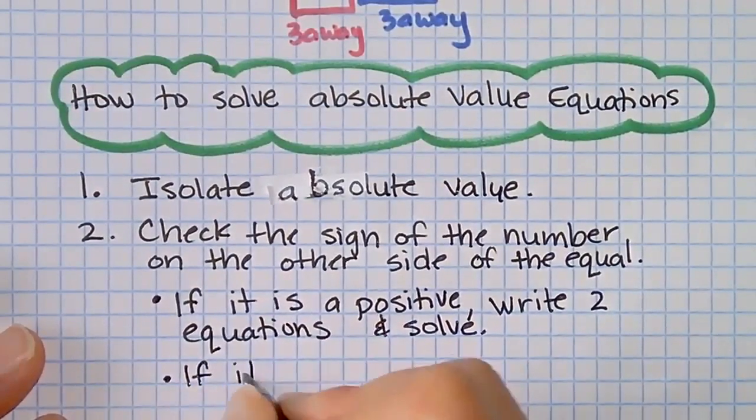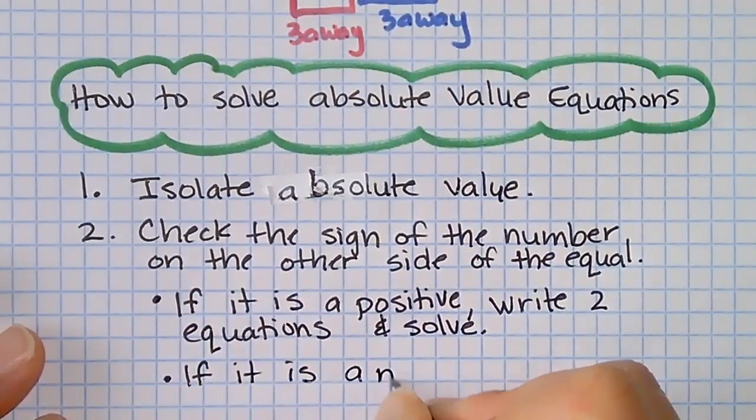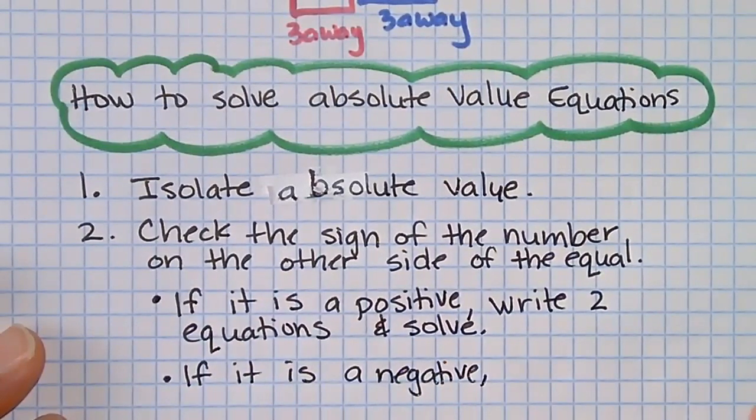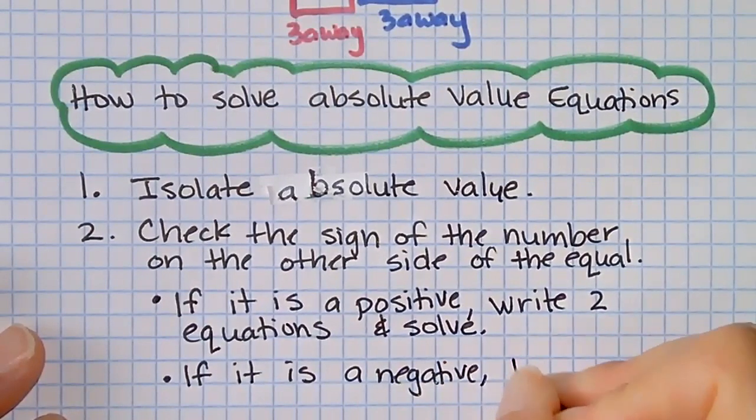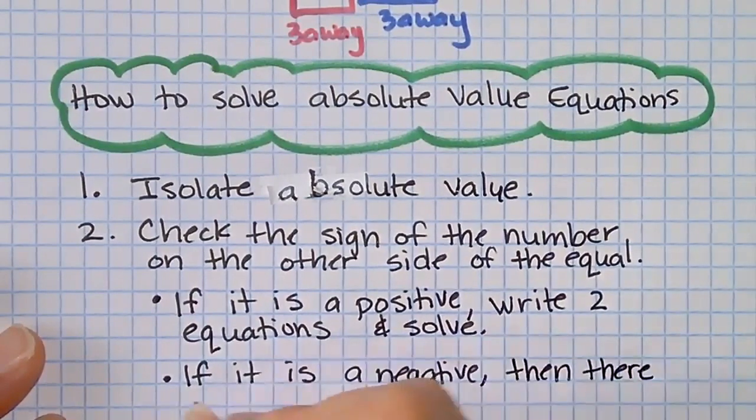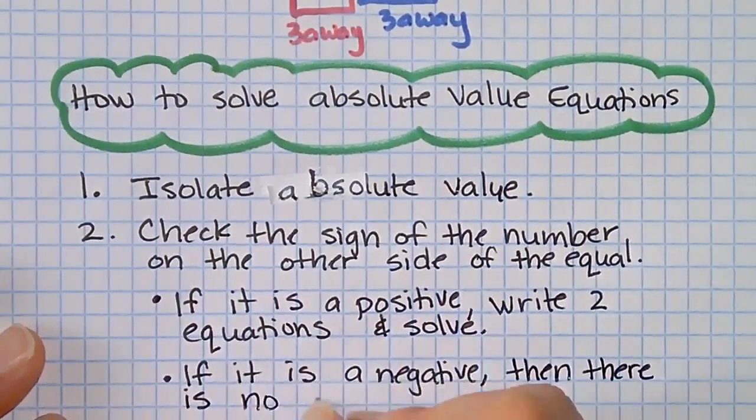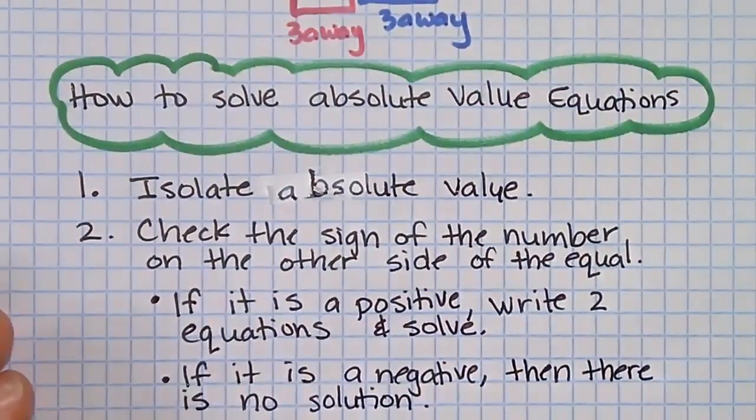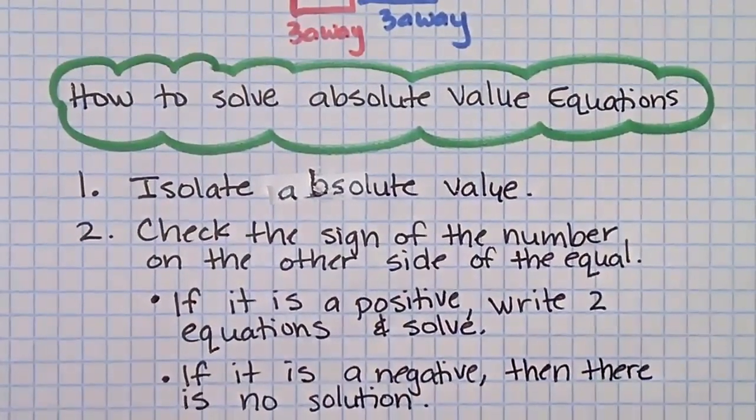If it is a negative, then there's no solution. And again, why is there no solution? Because your absolute value is always going to be equal to a positive. It will never be equal to a negative.